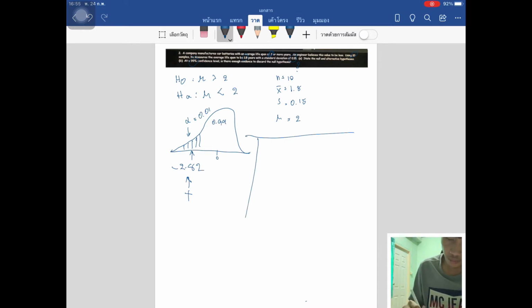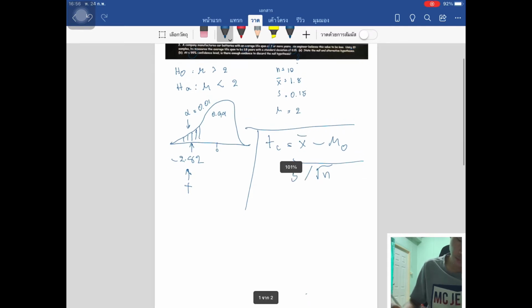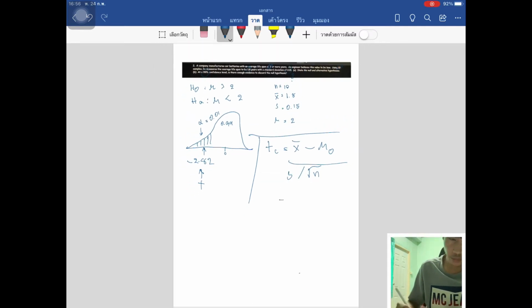T minus, T equal sample mean minus mu, over sample standard deviation over square root n, equal 1.8 minus 0.15 .